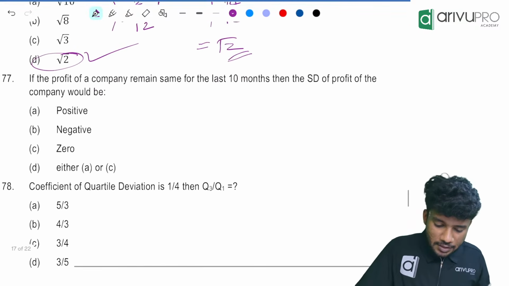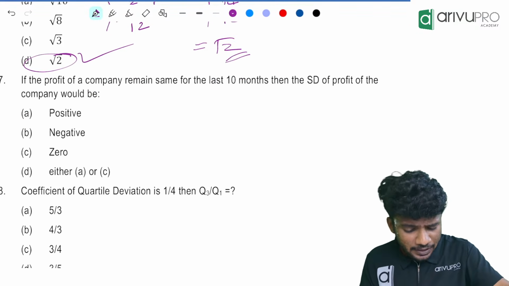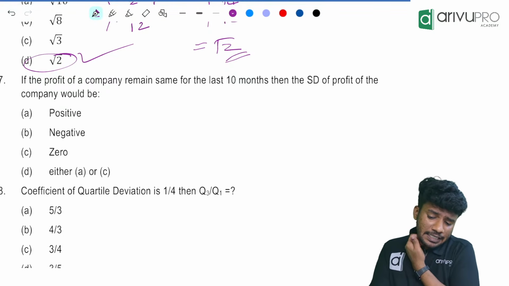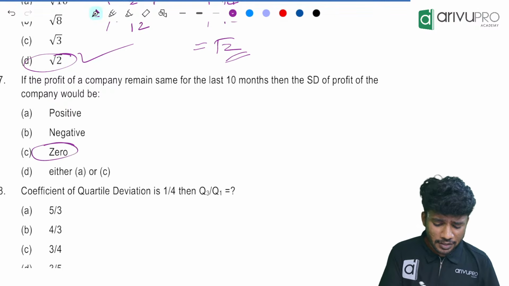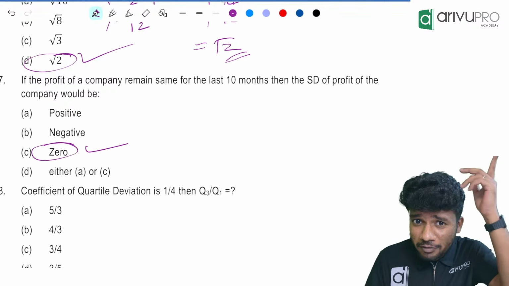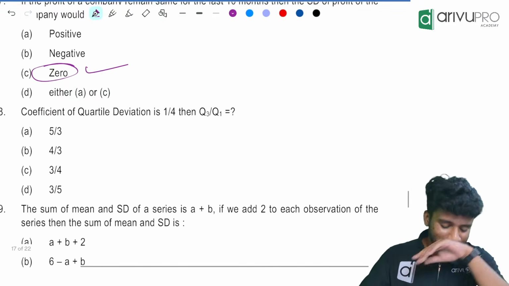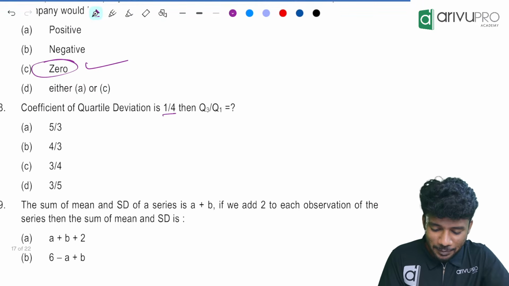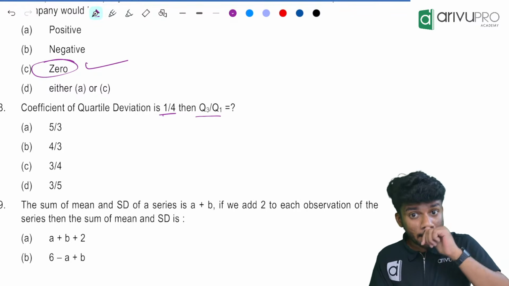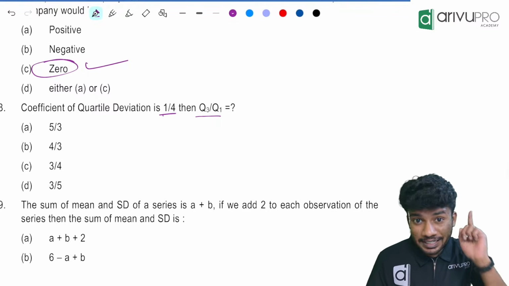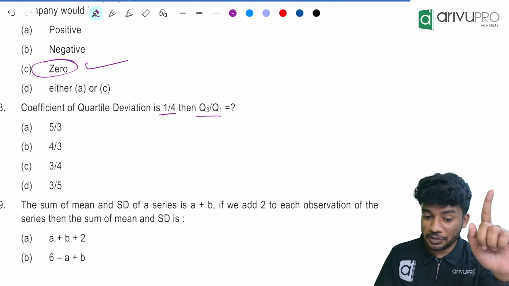If the profit of a company remains the same for the last 10 months, then the standard deviation of the profit of the company would be what? There is no change, so 0. Remember our love letter, just like that. There is no coefficient of variation of standard deviation. Then the coefficient of quartile deviation is 1 by 4. Then Q3 divided by Q1 is how much? Looking over here, it is given to be 1 by 4. It is not given in percentage. Keep it in your mind.